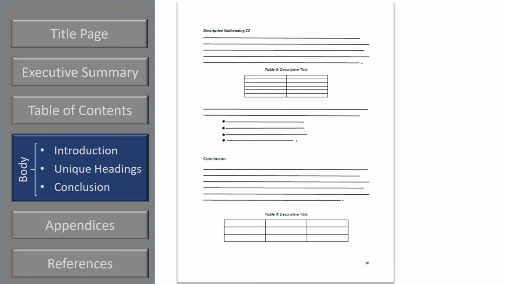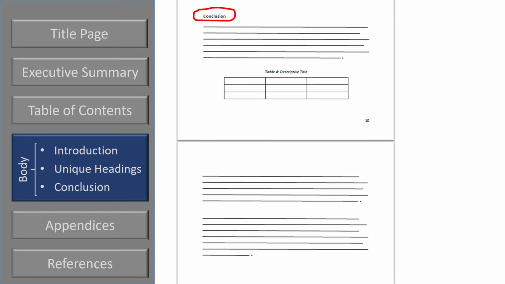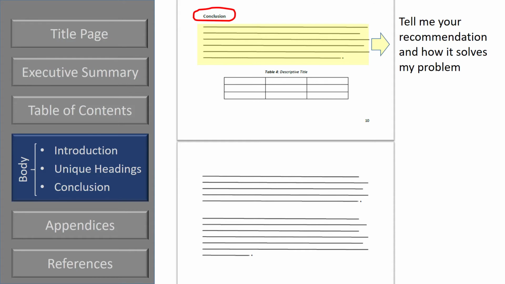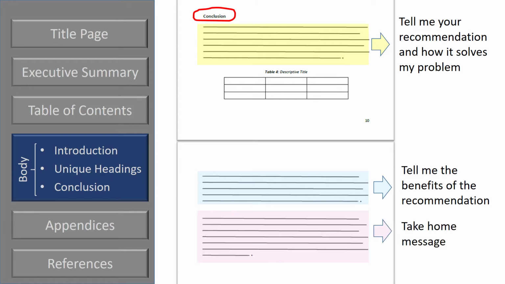The last section in the body of your report is the conclusion. Like the introduction, this section is short. Let's take a look. First, tell me your recommendation and how it solves my problem. Next, tell me the benefits of your recommendation. End with a take-home message. Tell me the value of your idea and how easy it is to implement. The conclusion could include a table or figure, but this is optional.